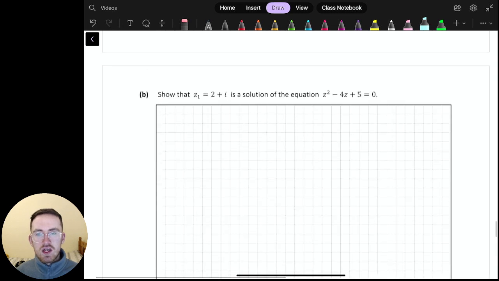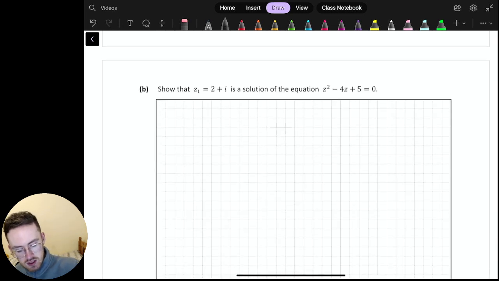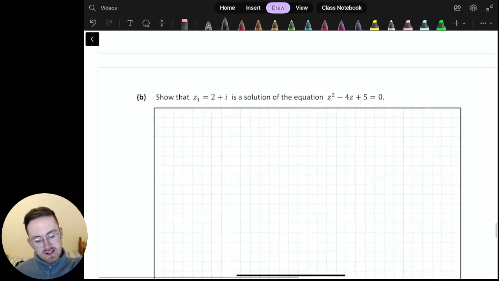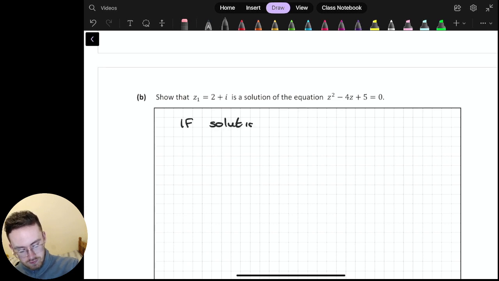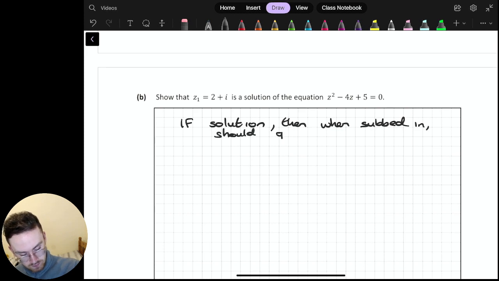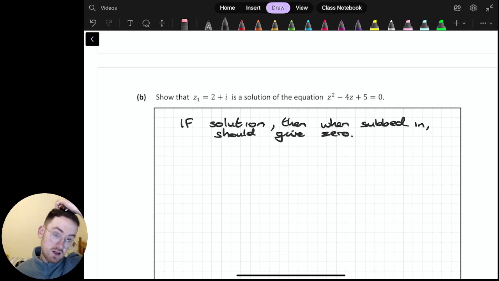Yeah, lovely. Show that z1 equal to 2 plus i is a solution of the equation z squared minus 4z plus 5. Okay, how do we show that something is a solution of an equation? If it's a solution, then when subbed in, it should give 0. So if it is a solution, when we sub it in, we should get 0. Okay, so we can try that.